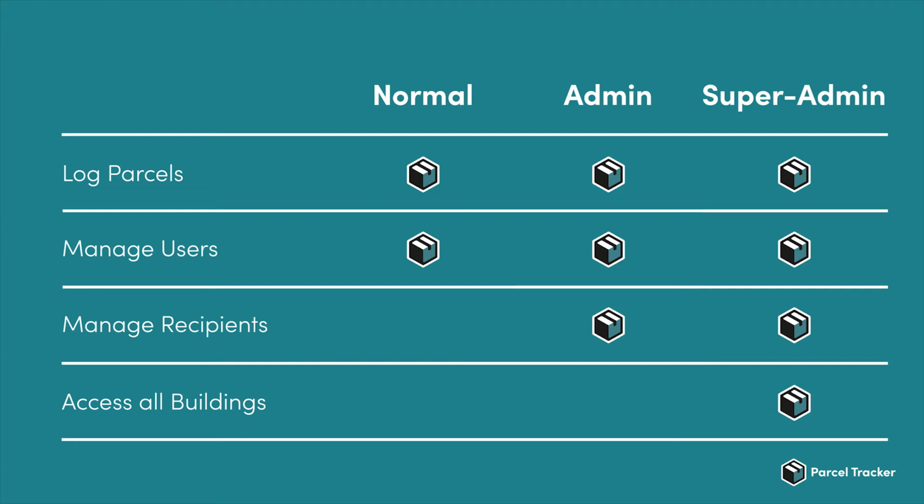Buildings refer to places where deliveries are received, such as individual mailrooms. Users can only switch buildings if they have access to them. This access is set via web platform. However, the Super Admin has access to all buildings.